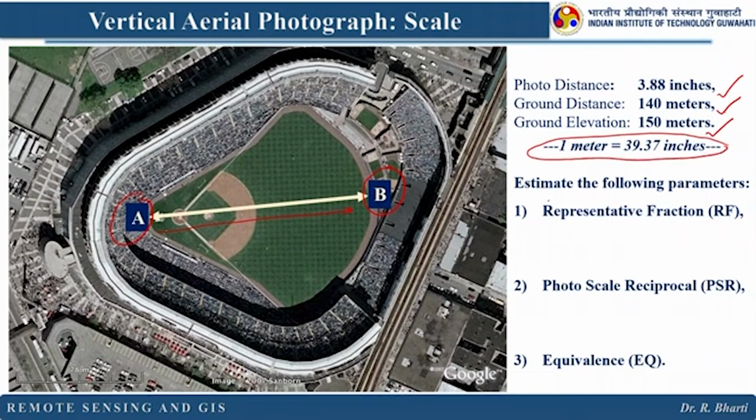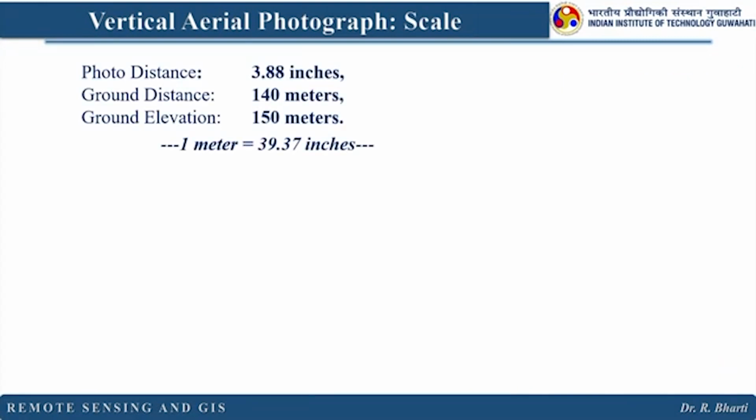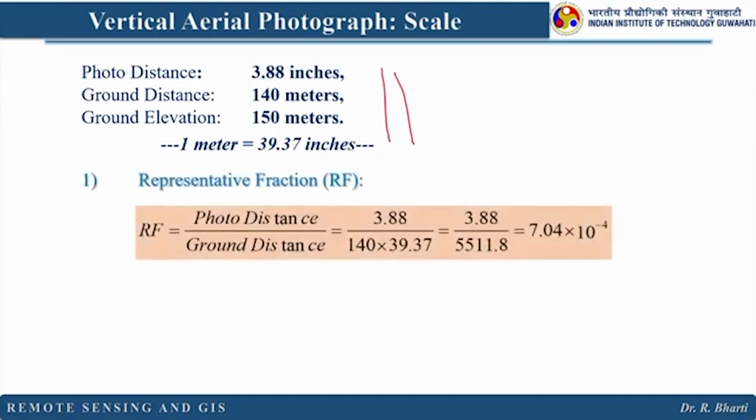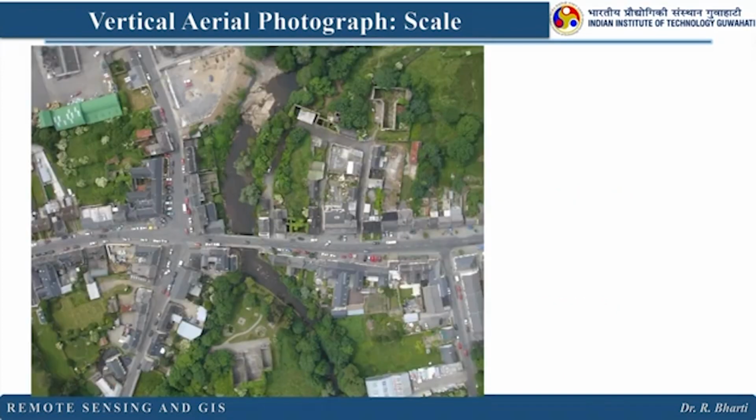So, what do you have to calculate? You have to calculate the representative fraction, then the photo scale reciprocal, and then the equivalence. How do you calculate? Using these formulas. Now, let us see, we have all these knowns, and for the representative fraction, RF, you can use this formula and the values will be like this. For the photo scale reciprocal, this is the value. All these problems you can try yourself before seeing the answer and then match your answer to check whether it is correct or not, then you will learn more.